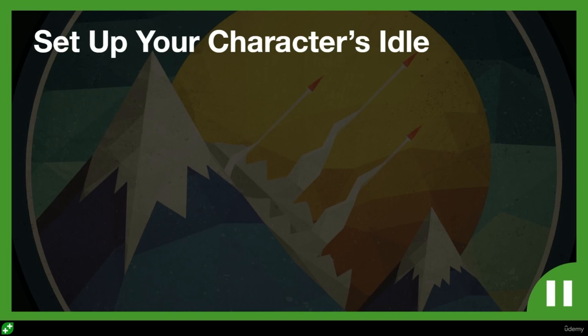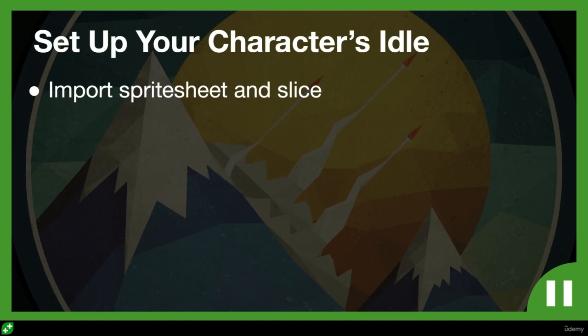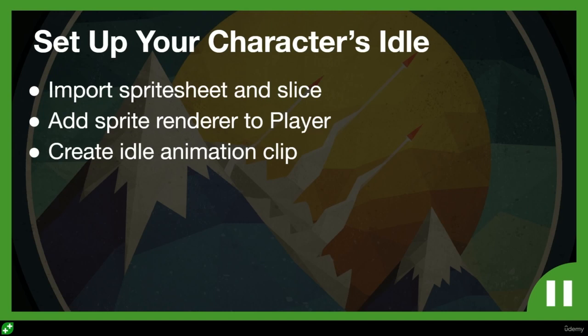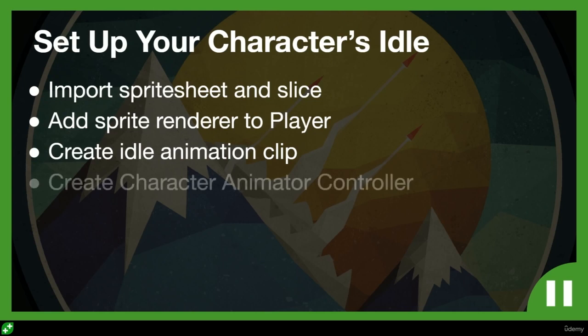But here's the challenge if you've already done animations in the past. Import the sprite sheet and slice. We've done that already a couple of lectures ago, so we've got a head start already. Add the sprite renderer to the player. We'll do that in a moment. Create idle animation clip. So in other words, find the player sprite sheet and find the specific sprites that look like they're the animation, just kind of standing on the spot, popping up and down.